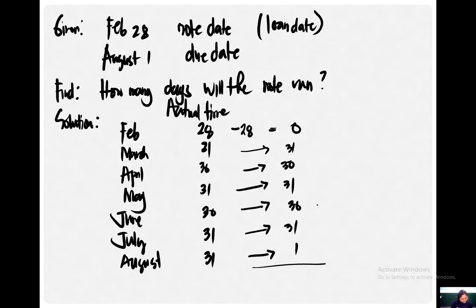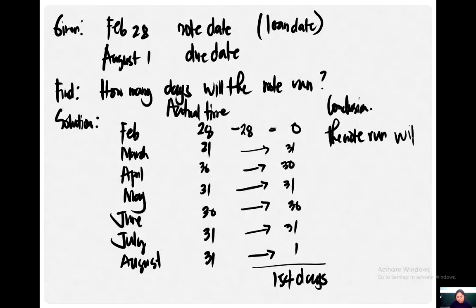Okay, so the number of days is 154 days. Okay, so our conclusion: the note will run for 154 days. Okay po.